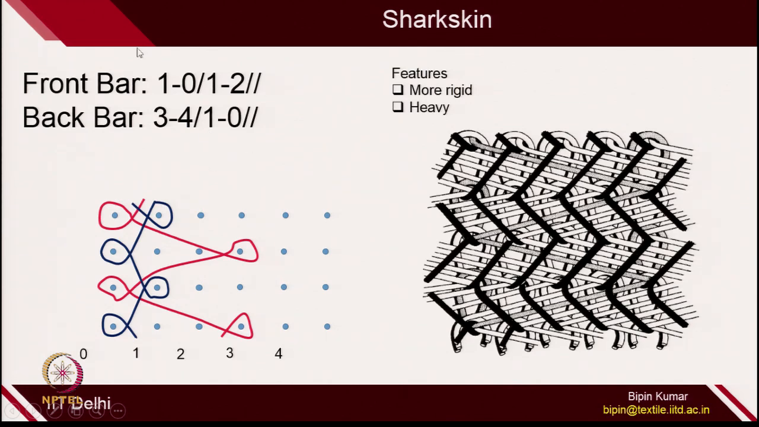Because of this, the shorter underlap of the front bar provides a very rigid structure compared to longer underlaps of the front bar. Such structure is more rigid and heavier, you can see it here, long floating lengths, due to which there is more cover and more GSM of the fabric. It is more rigid because you have the shorter underlap of the front bar and the longer underlap of the back bar is held tightly by the front bar.